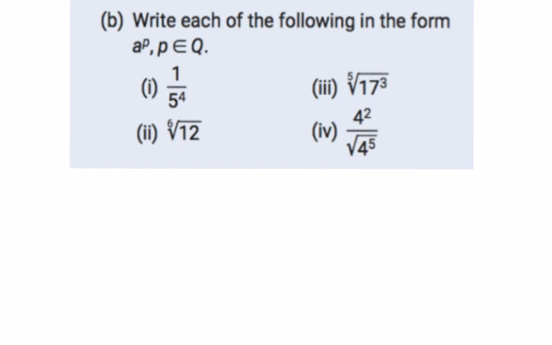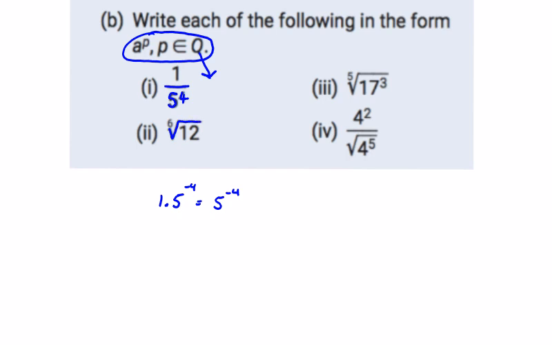Question 2, you're told to write in the form a to the power of p, so a number to a power, and p is an element of Q, so it could be a fraction. So the first one, if we have an index below the line, which we do with 5 to the power of 4, if we move an index up or down, it changes sign. So the 1 would stay on top, 1 times 5 to the power of minus 4, which is the same as 5 to the power of minus 4. If it was 5 to the power of minus 4 on the bottom, it would become 5 to the power of plus 4 on top.